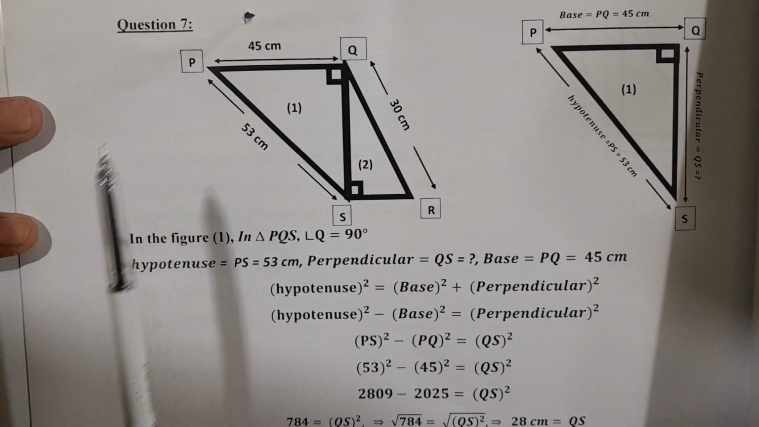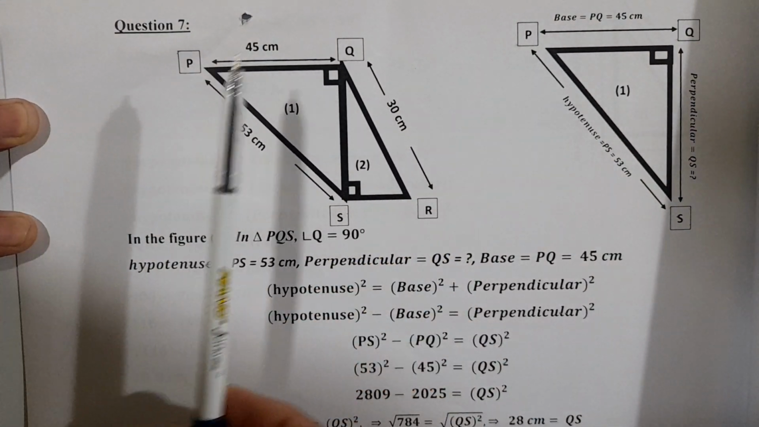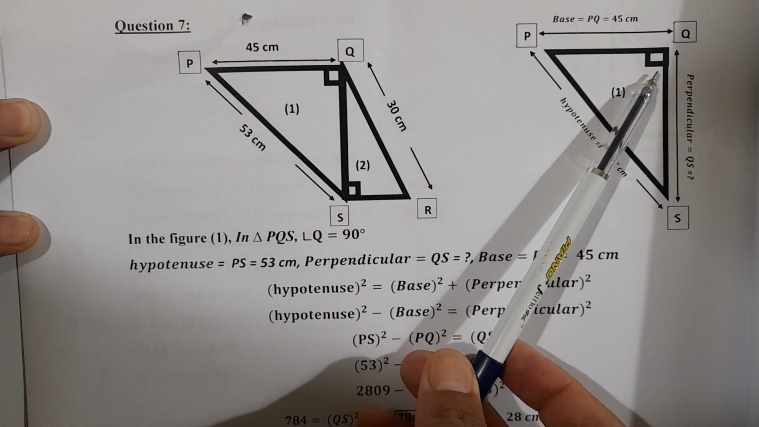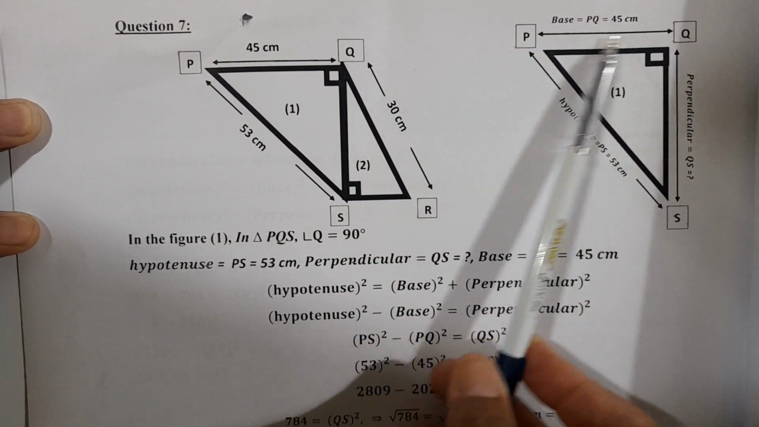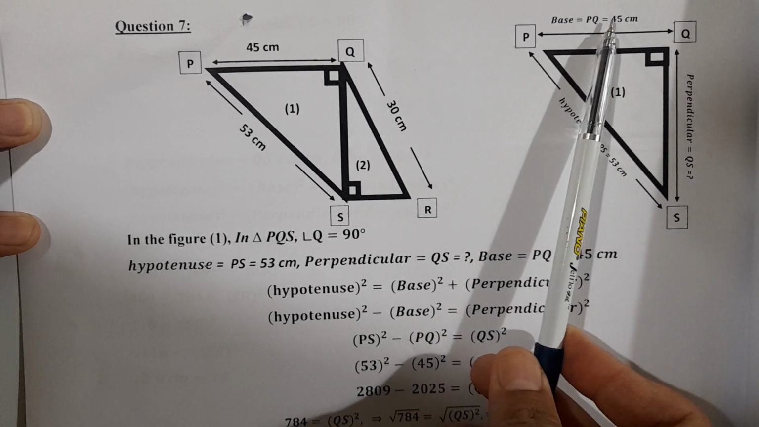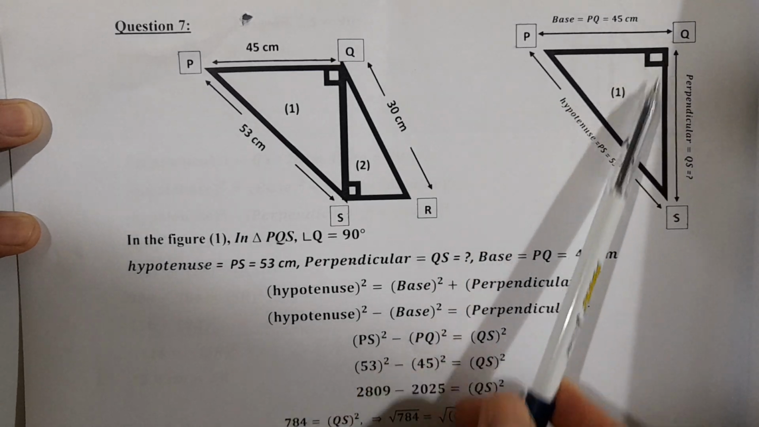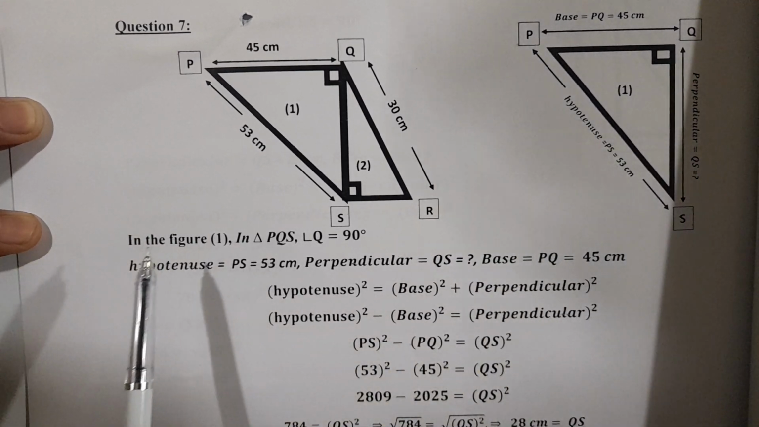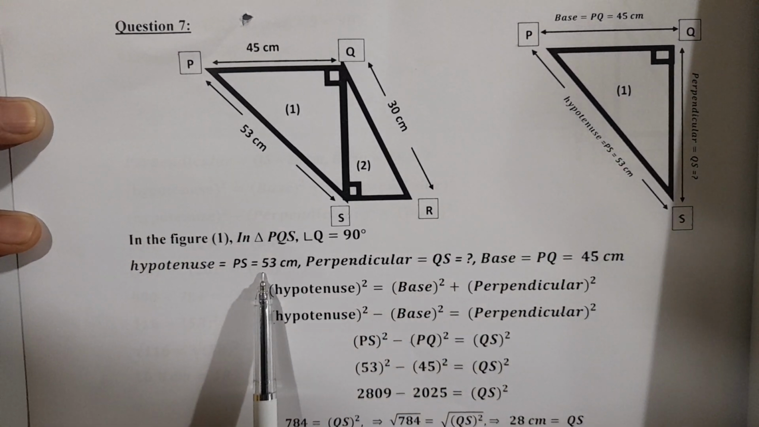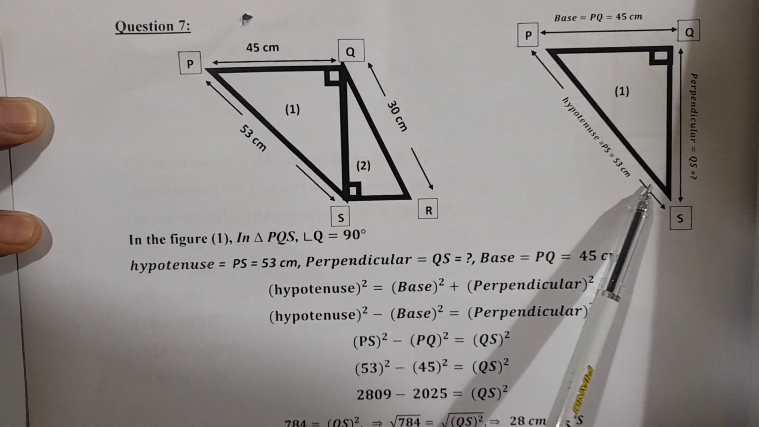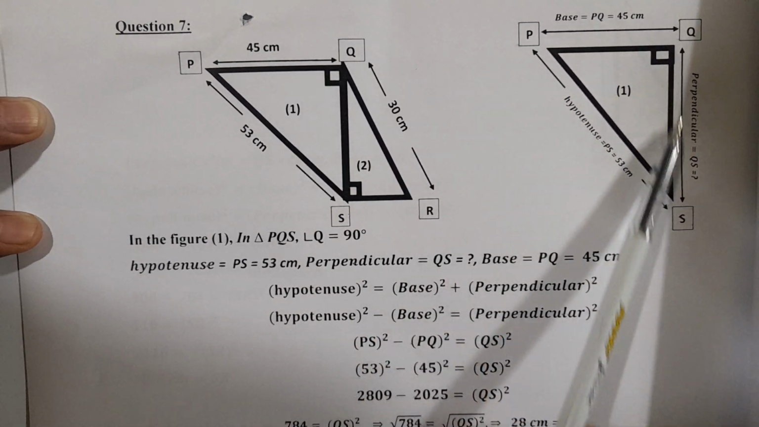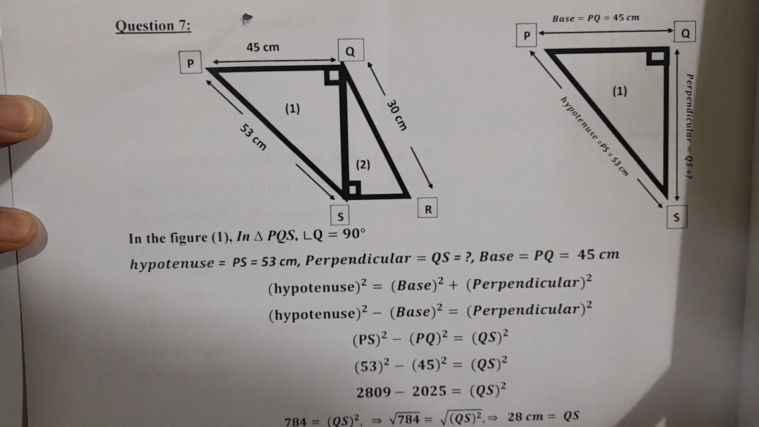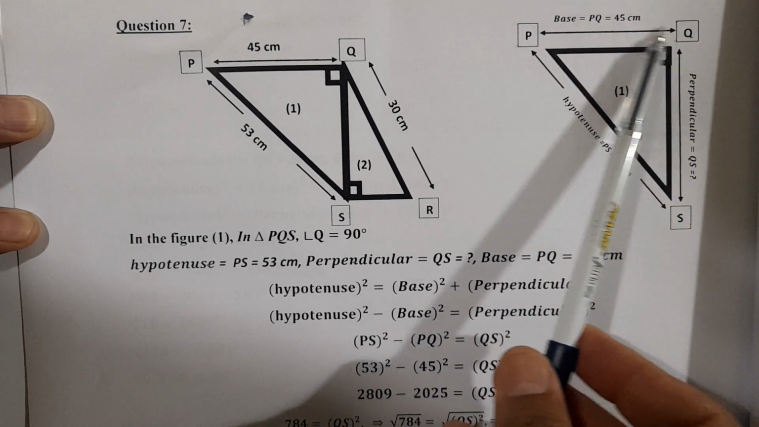So, I have drawn this triangle separately. This is figure 1, triangle PQS. Q is 90 degrees. Base PQ is 45 centimeters. Perpendicular QS is unknown, and hypotenuse PS is 53.